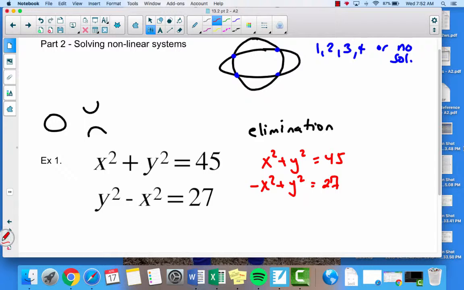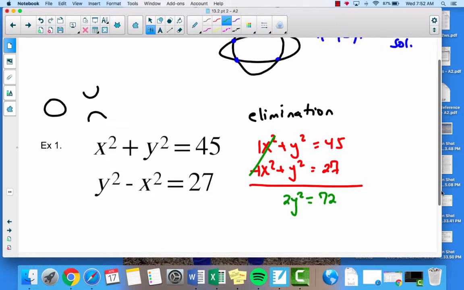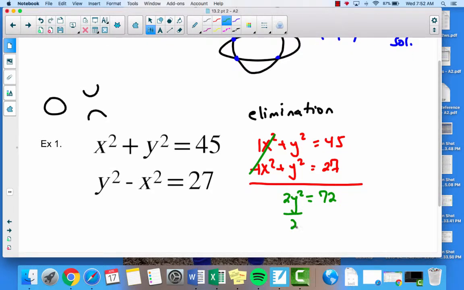If you remember from elimination, the goal is to have the same coefficient but opposite signs. So a 1 and a negative 1 are opposites, which means they will cancel. And so when they cancel, then I can add the rest. That's going to give me 2y squared. And then I can add 45 and 27. That's going to get me 72. And now this, you can see, is very easy to solve. We divide both sides by 2. And that's going to leave us with y squared is equal to 36.